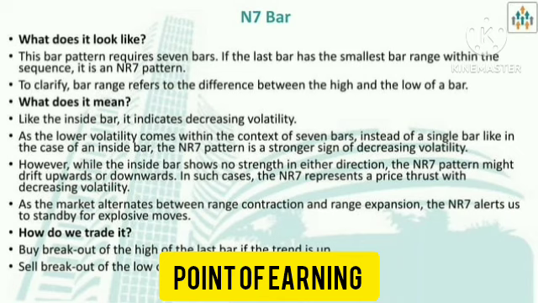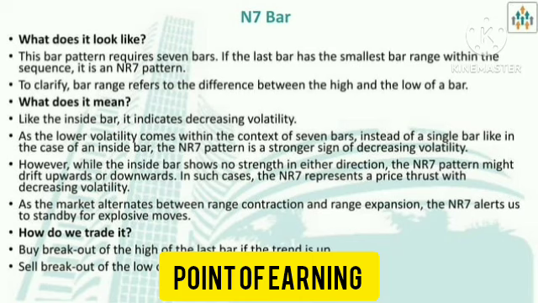NR7 bar. This bar pattern requires 7 bars. If the last bar has the smallest bar range within the time sequence, it is an NR7 pattern. To clarify, bar range refers to the difference between the high and the low of a bar.